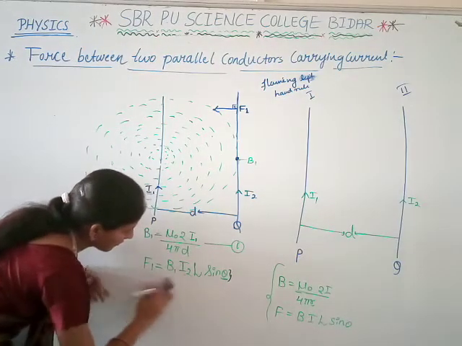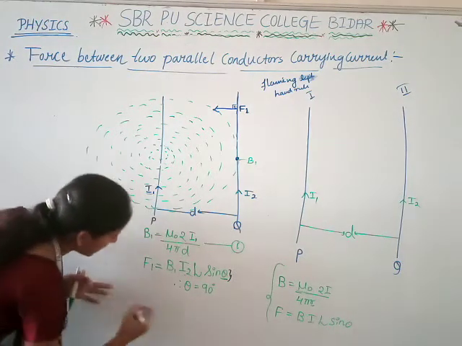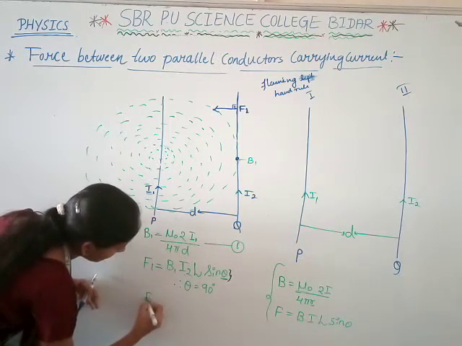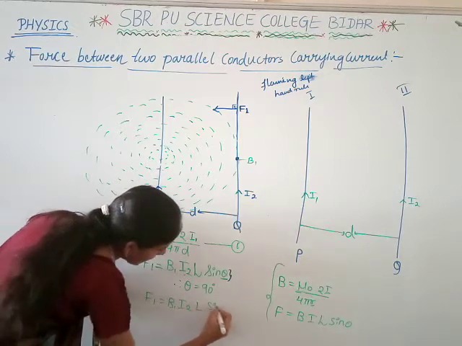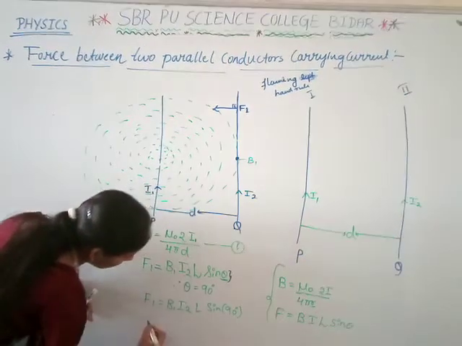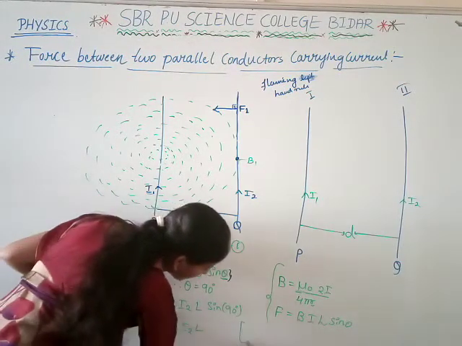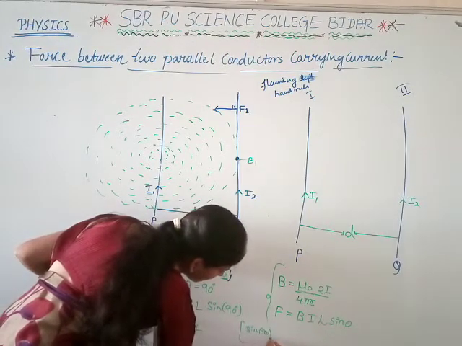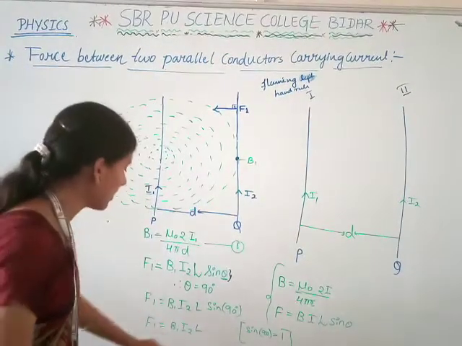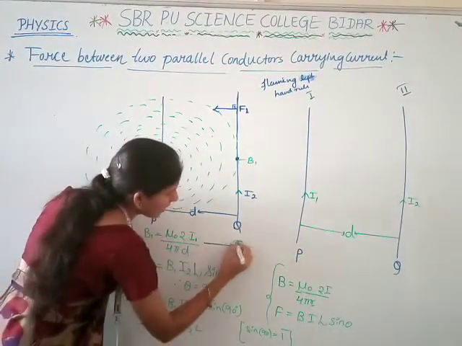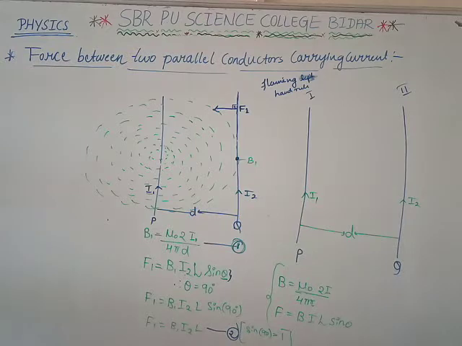Means therefore theta is equal to 90 degree. When theta is equal to 90 degree, equation F1 is equal to B1 I2 L sin of 90 degree. Sin of 90 degree means F1 is equal to B1 I2 L. We know sin of 90 degree value is equal to 1 here. Okay, F1 is equal to B1 I2 L. Consider this one as equation 2 here. Okay, equation 1 and 2.